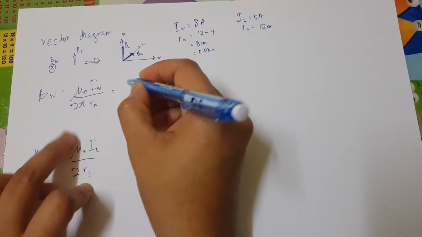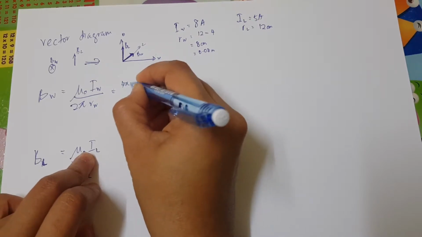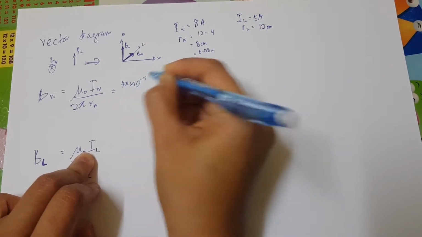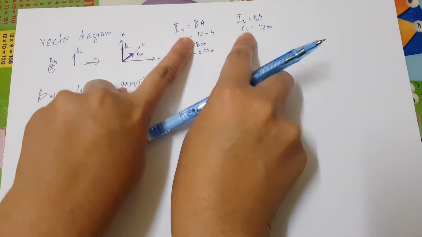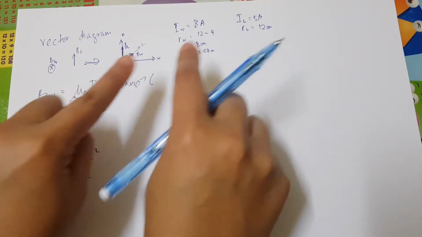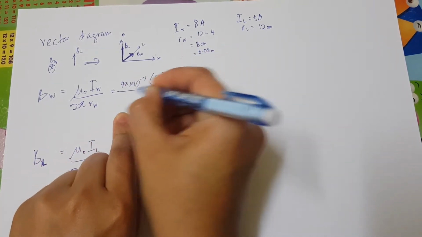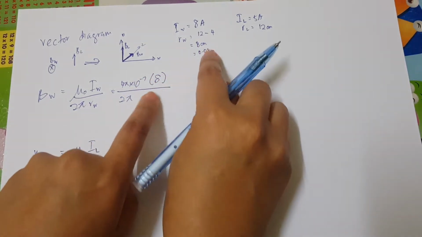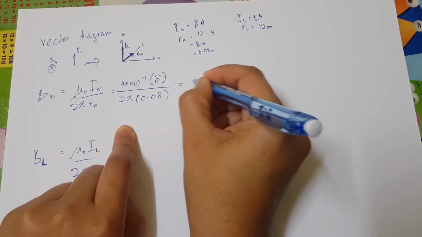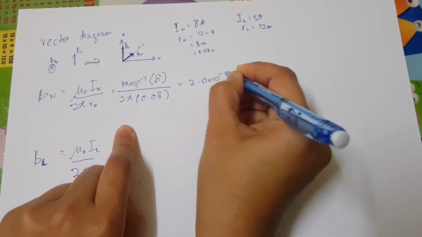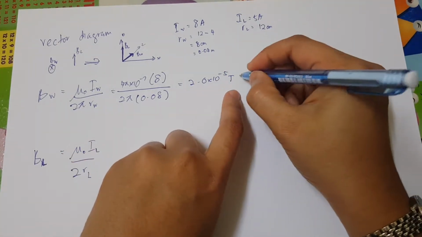Okay, so mu naught is 4 pi times 10 to the power of negative 7. And then the IW just now, you see, when you list down all the information, it will be very easy once you want to do the substitution. So 8 divided by 2 pi, RW is 0.08. So the answer is 2.0 times 10 to the power of negative 5 Tesla, and the direction is into the page.